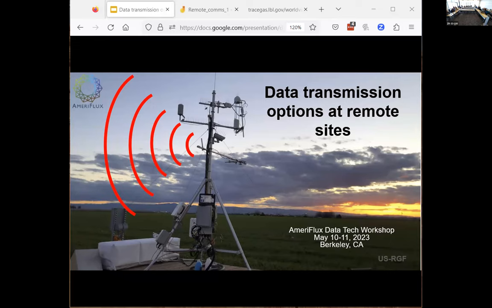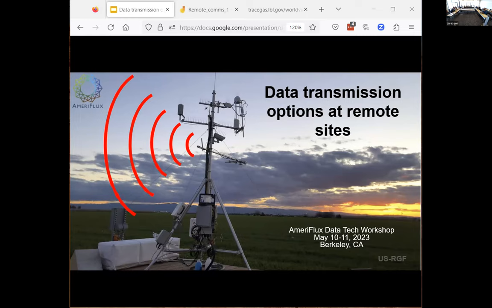Welcome back from the break. We have one more tech-related discussion before we hand over to the data team for the presentation later this morning. Right now, I'm going to give a short presentation about remote data transmission at our remote sites.